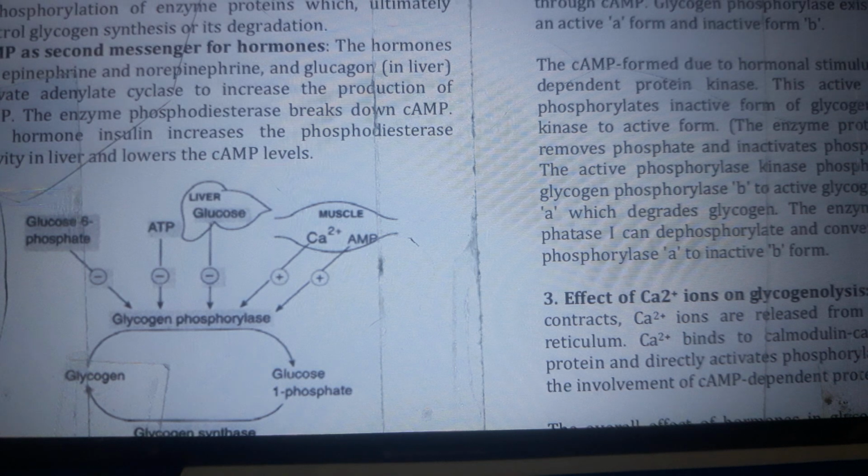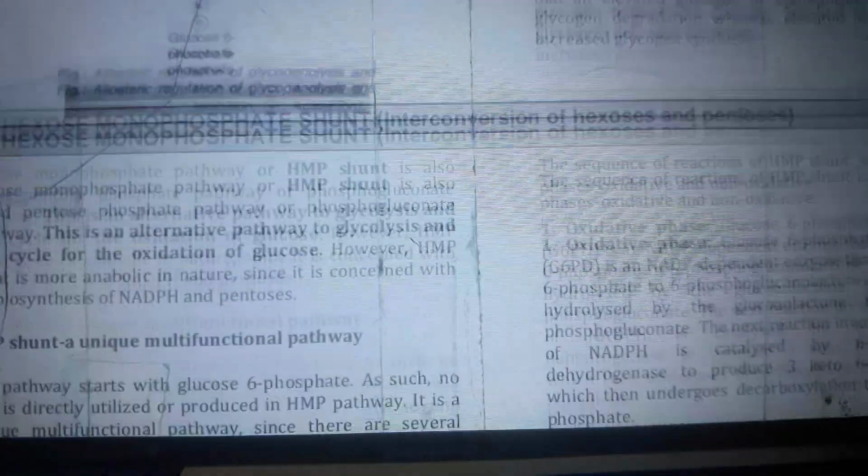cAMP as second messenger for hormones. The hormones like epinephrine and norepinephrine, and glucagon in liver, activate adenylate cyclase to increase the production of cAMP. The enzyme phosphodiesterase breaks down cAMP. The hormone insulin increases the phosphodiesterase activity in liver and lowers the cAMP levels.